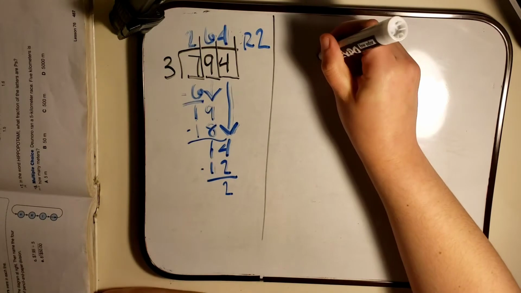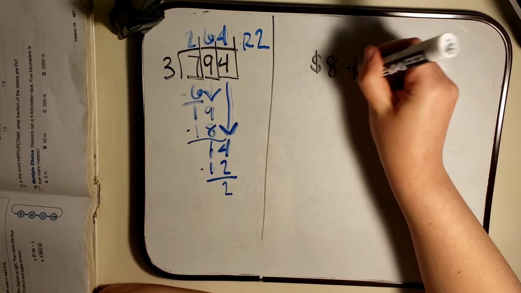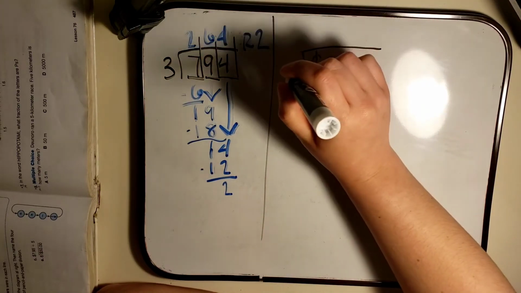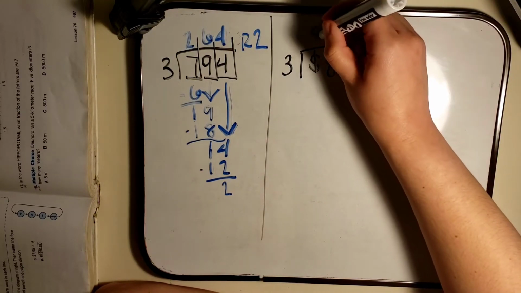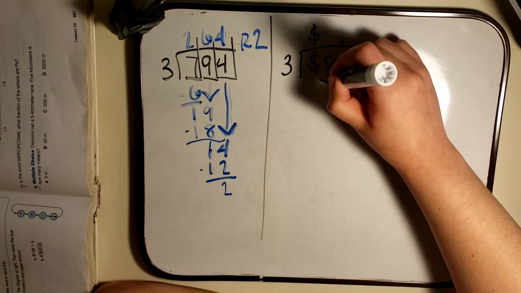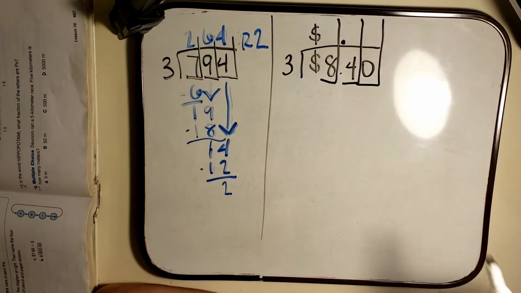$8.40. And on the outside is 3. So I can put my dollar sign up here. Decimal point goes there. And again, I can do this to keep my place values nice and even.